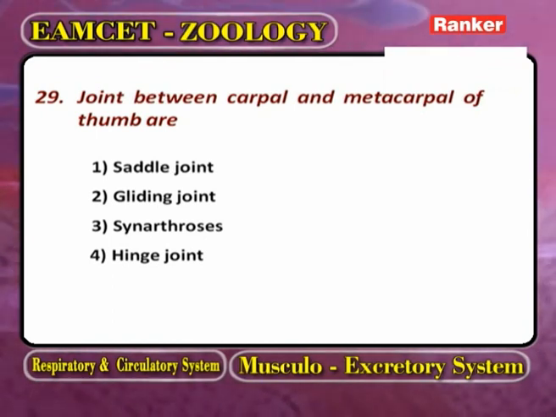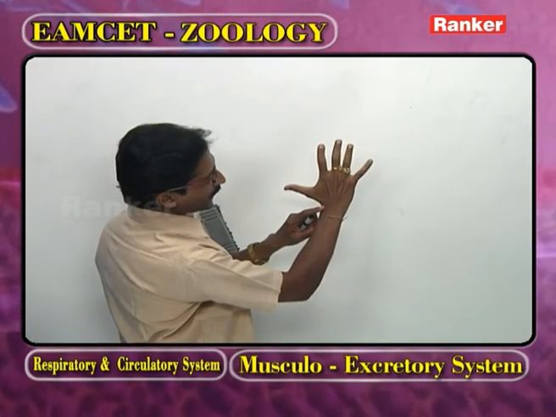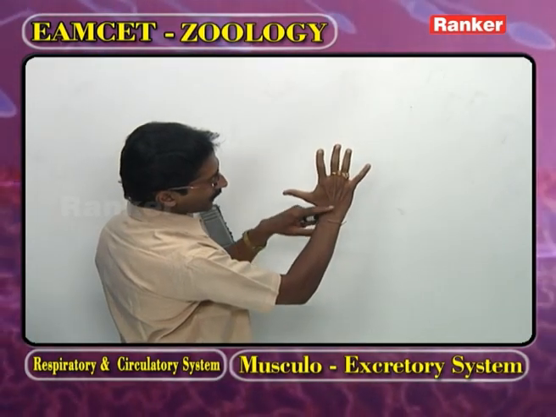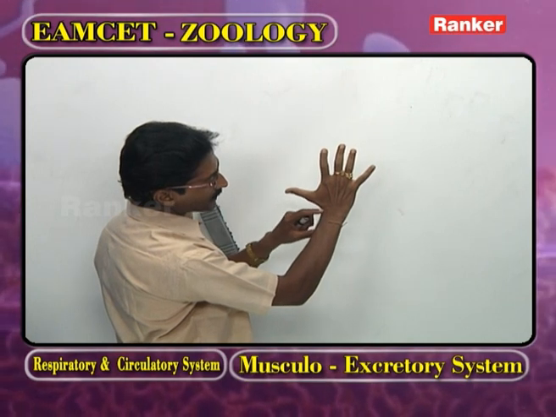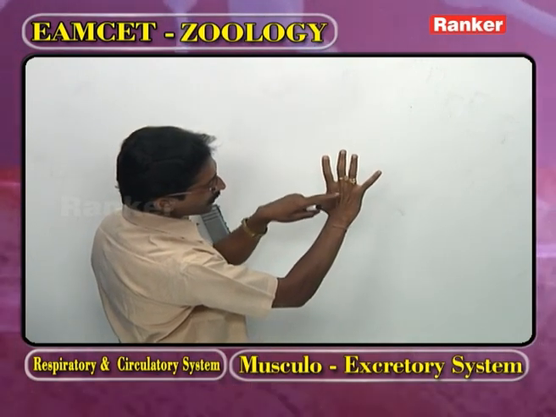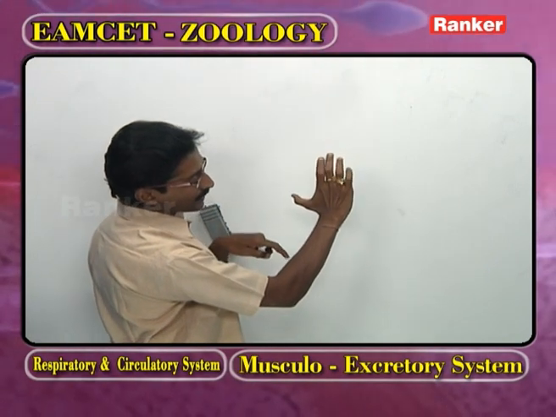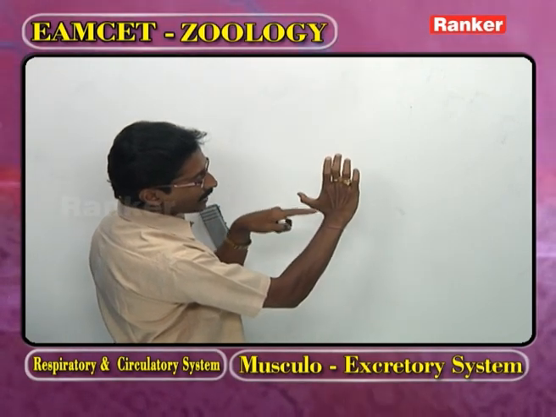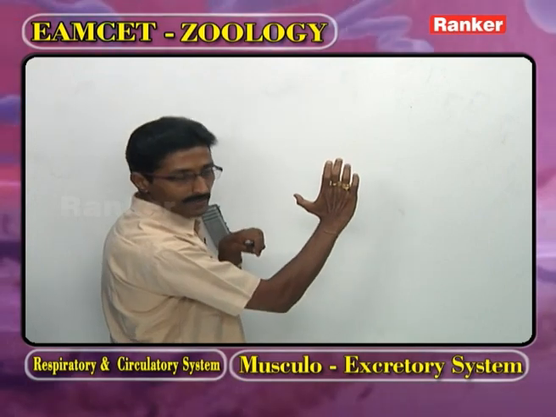Joint between carpal and metacarpal of thumb. Now as we observe this part, we call it the wrist. In the wrist, what are present? The carpals. Now these are called the metacarpals, and these are carpals.